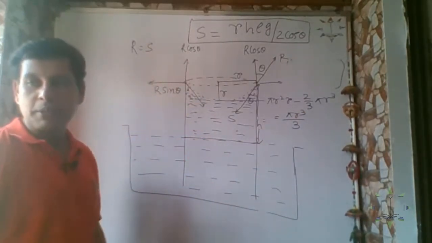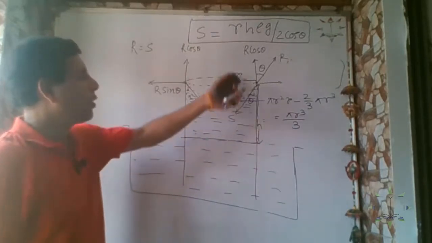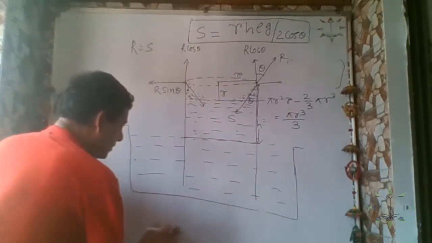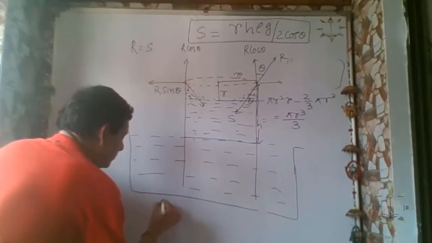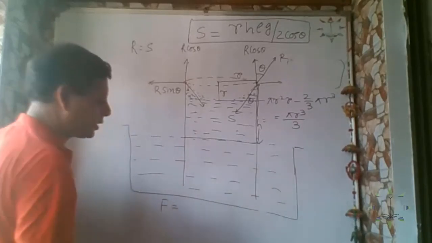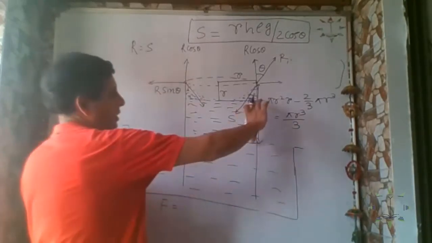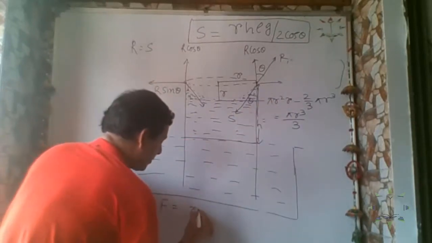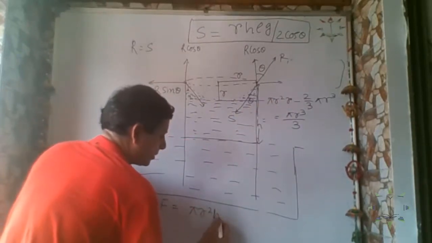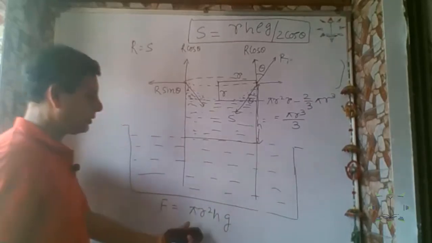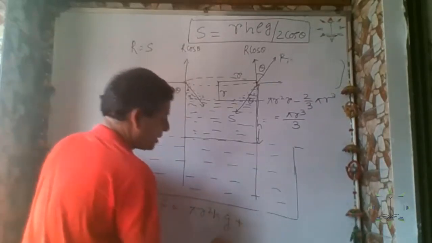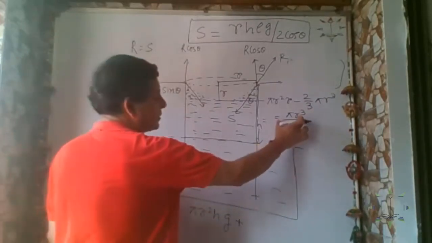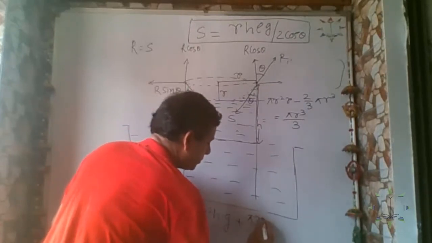So what is the total mass of the liquid of height h? Now we are calculating the force due to gravitation. Total mass means up to this much, pi r square h into g, plus the mass of the liquid inside the meniscus is this much. This is the volume, pi r cube.